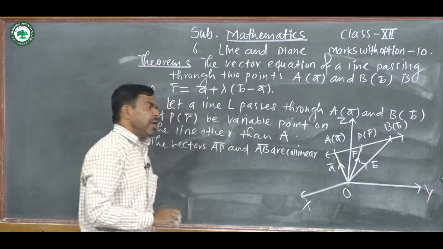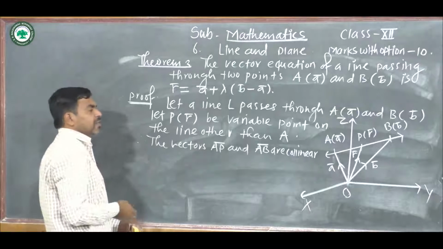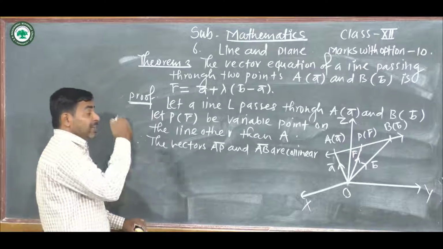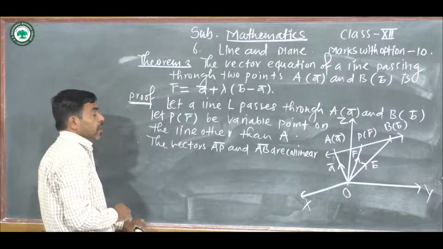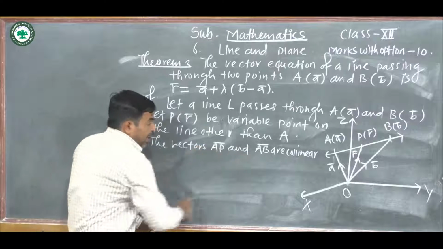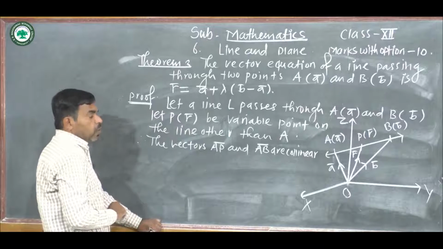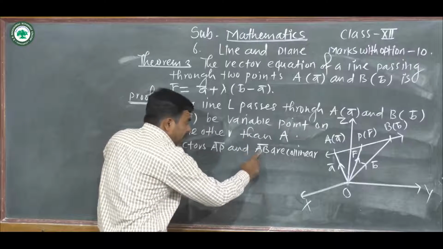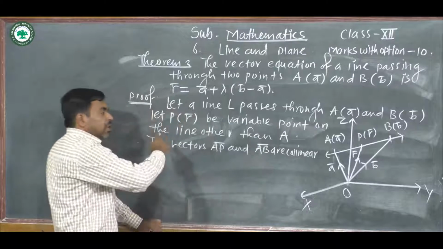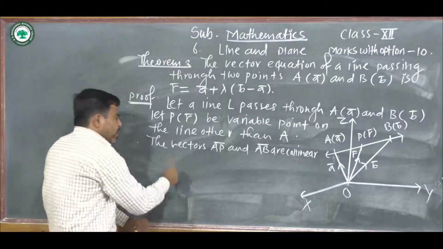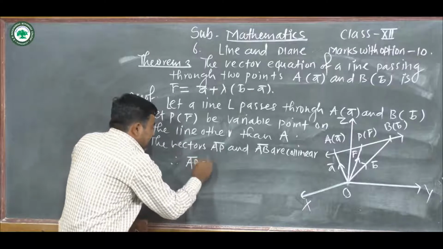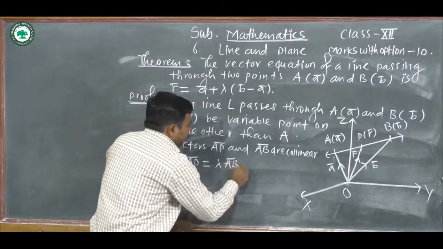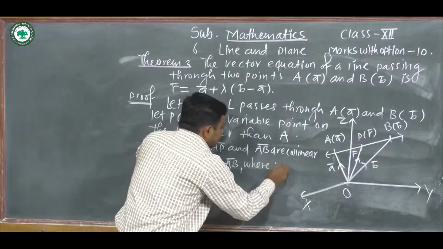And we know that if any two vectors are collinear, if any two vectors are parallel, then any one of them can be expressed as a scalar multiple of the other. Here AP bar and AB bar are collinear, so AP bar can be expressed as a scalar multiple of AB bar, or AB bar can be expressed as a scalar multiple of AP bar. So here we write AP bar as a scalar multiple of AB bar, where lambda is a scalar.